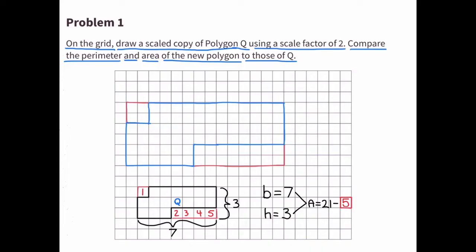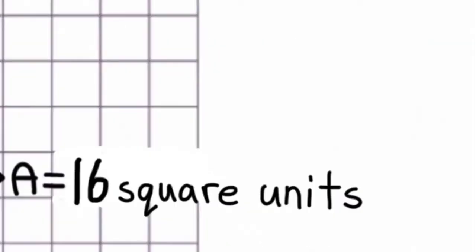Now I have to subtract the area in red that I added when I turned it into a rectangle. After subtracting that, I'll have the area of the polygon. Since the area in red is a total of 5 square units, I need to subtract that from 21, which is the area of the rectangle. And 21 minus 5 is 16. The area of polygon Q is 16 square units.